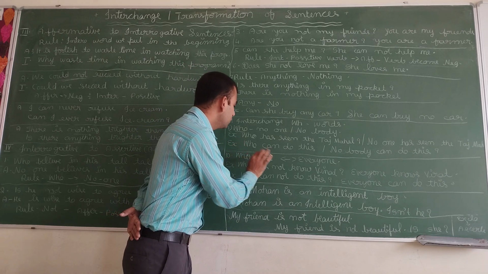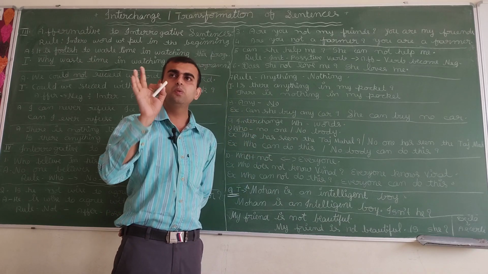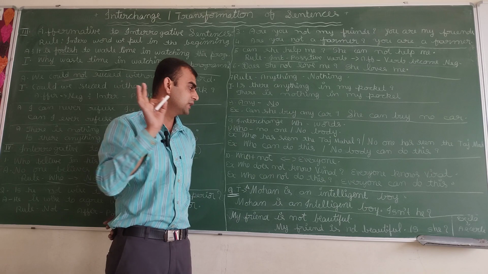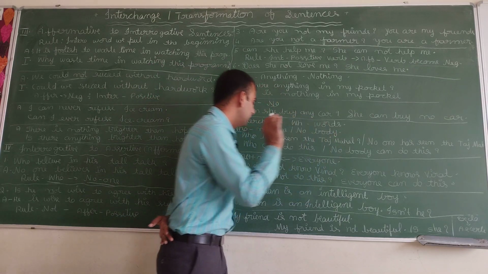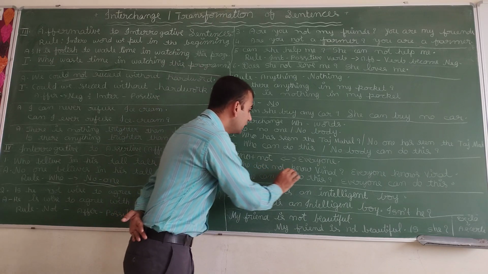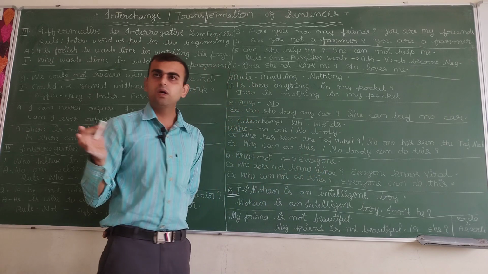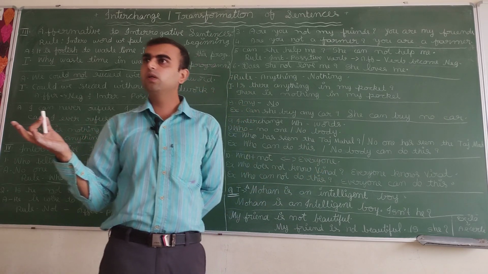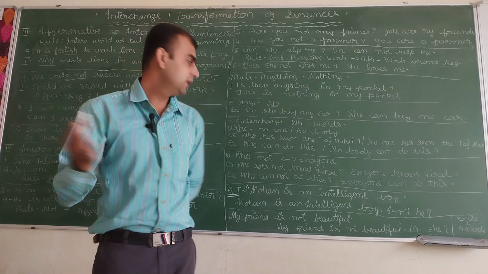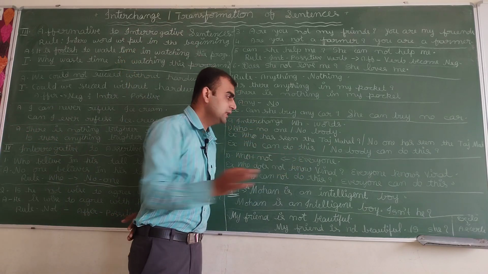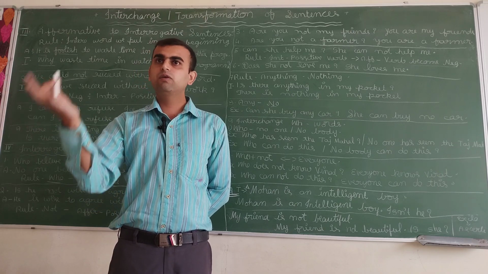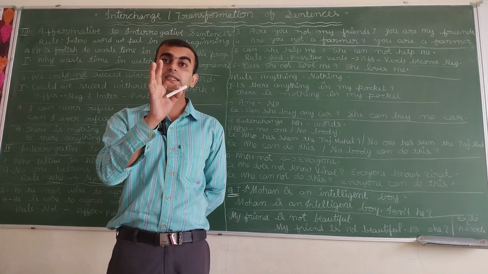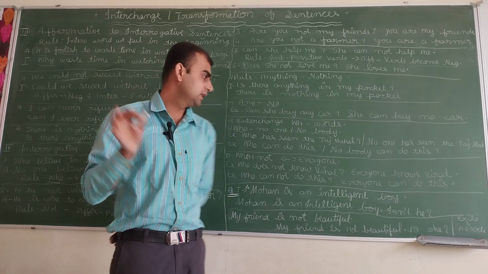Second, if there is who plus not in an interrogative sentence, when it comes to an affirmative sentence, we have to write everyone. Example: Who does not know Vinod? Everyone knows Vinod. Who cannot do this? Everyone can do this. Who cannot solve this problem? Everyone can solve this problem. Only the expression changes, not the meaning.